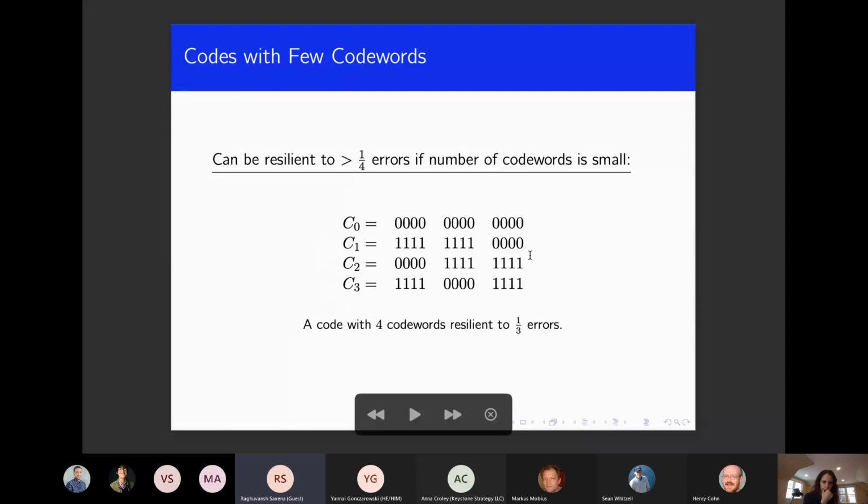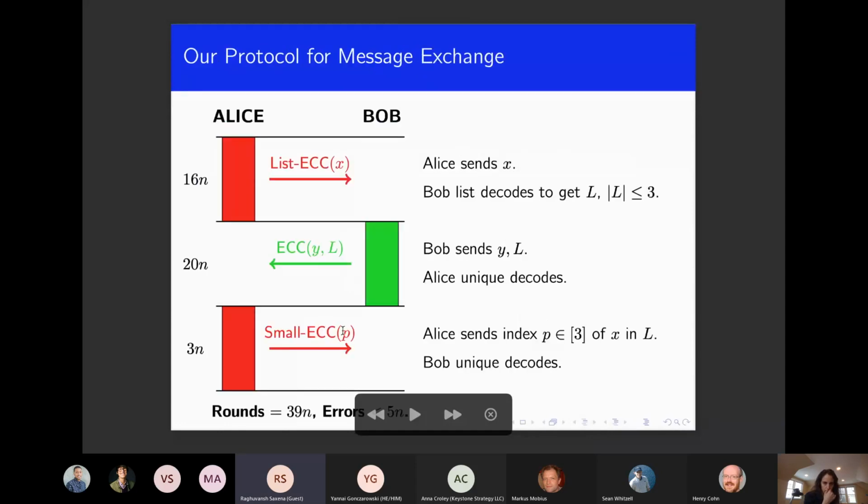For example, between C0 and C1, they differ in the first 2/3 coordinates, so the distance is 2/3. C0 and C3 differ in the first 1/3 and the last 1/3, and that's also 2/3. C2 and C3, you can do this for any pair. C2 and C3 differ in the first 2/3. And basically every pair of code words here differ in 2/3 fraction of the coordinates. And this means that if you want to unique decode, you lose a factor of half and you get error resilience 1/3. So because you had a small code here, you were able to get a better error resilience. And this actually gave you a better error resilience overall, and you were able to beat 1/8.